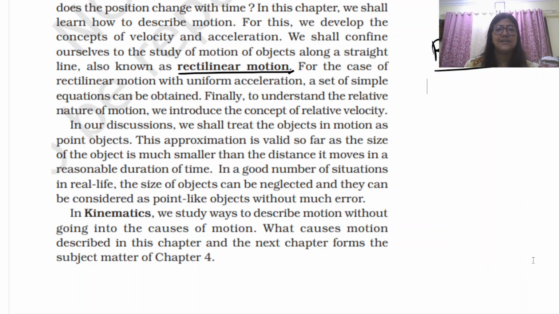This approximation is valid so far as the size of the object is much smaller than the distance it moves in a reasonable duration of time. In a good number of situations in real life, the size of objects can be neglected and they can be considered as point-like objects without much error. So what is this trying to say?